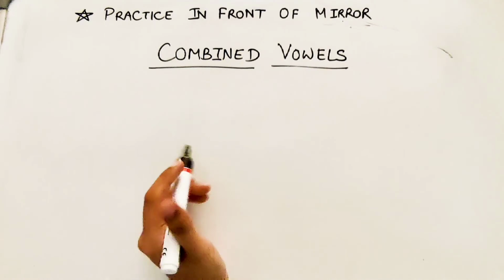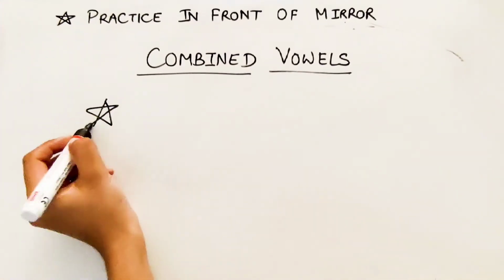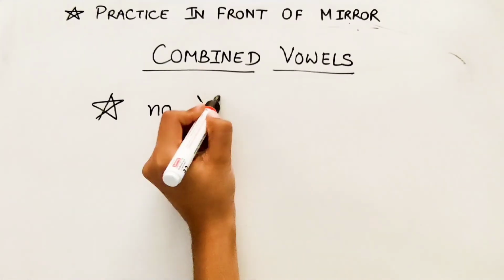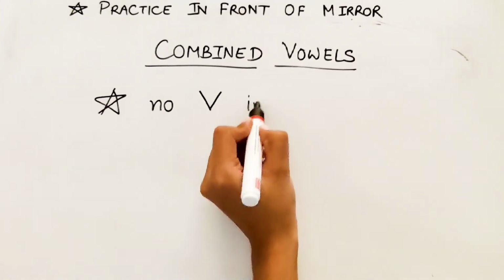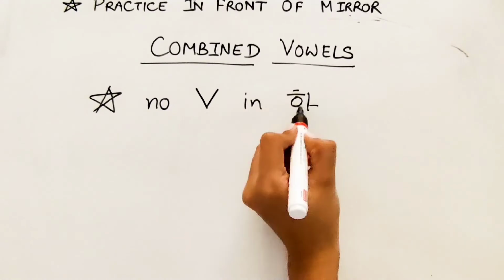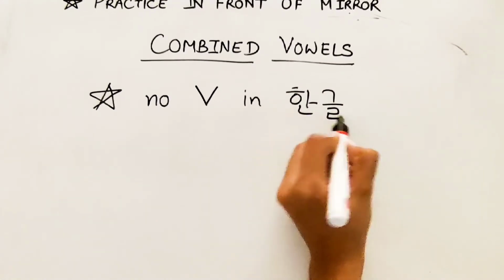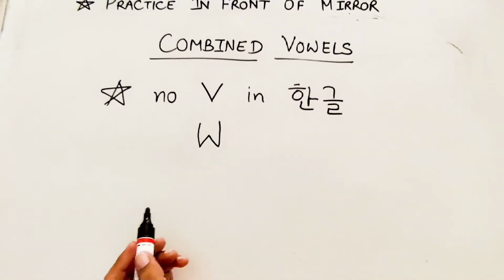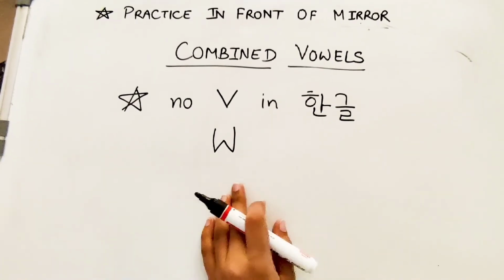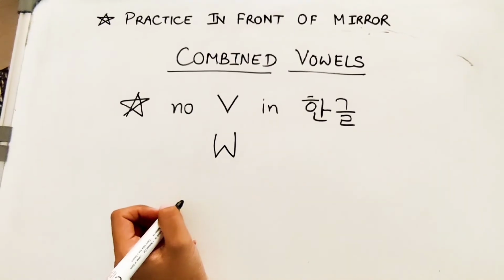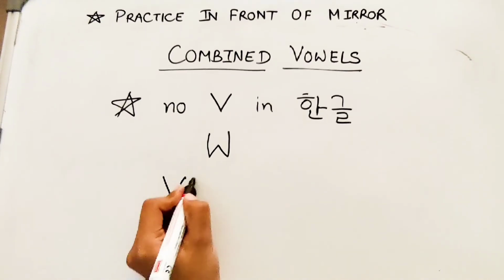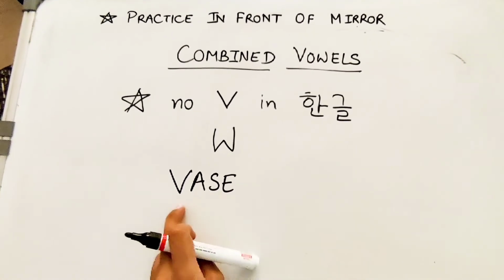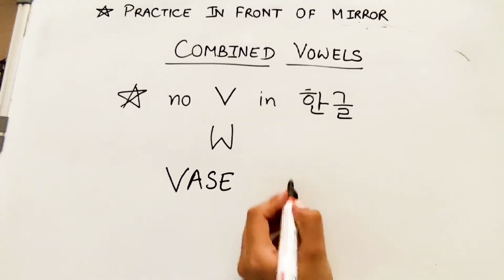Now, moving on to the next set. Okay, I think all the vowels have been covered, right? I'm so sorry. Now, a general tip you all should remember is that in Hangul, or Hangugo, there is no V. There is no alphabet V in Hangul. Instead, it is W. If you pay close attention to all the combined vowels that we did, it was actually a W sound and not a V sound.